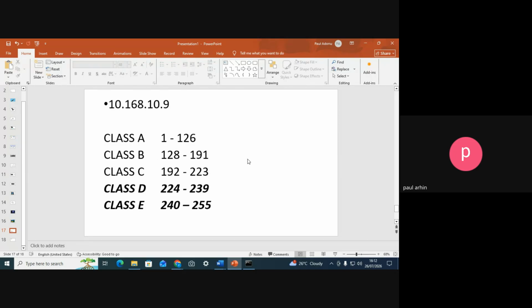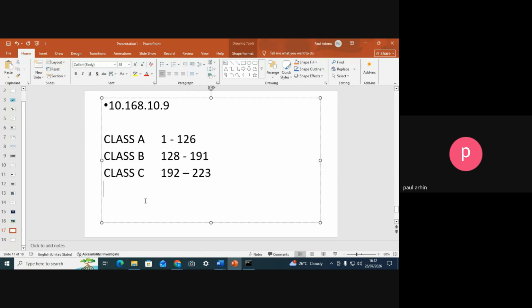So these are the classes: Class A, Class B, and Class C, which are now known. The last two here are not things we need for the class. Let me now give you an example. If I have this IP address 194.20.26.30, what class is it in? Class C. This IP address is a typical Class C IP address.